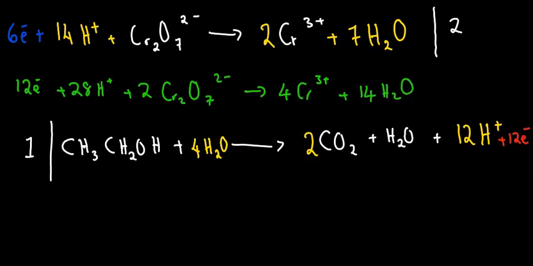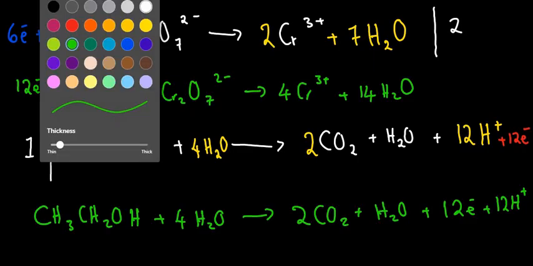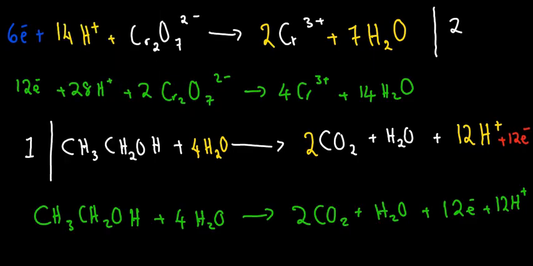It still remains the same, because multiplying by 1 doesn't affect anything. So this is what we're going to get: carbon, then you have water, then you have 12 electrons and 12 hydrogen plus, right? This is what you are getting. So now I've just rebalanced the equation. This is what we have and this is what we have.